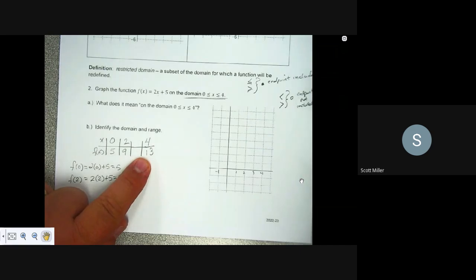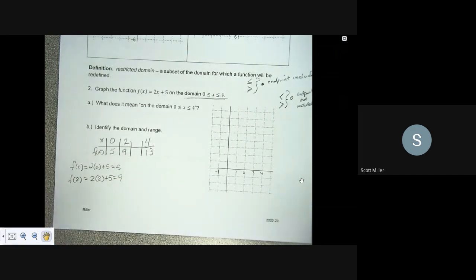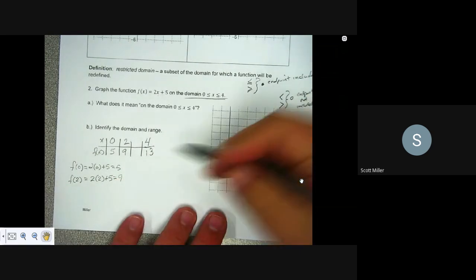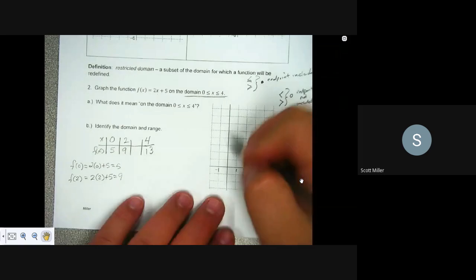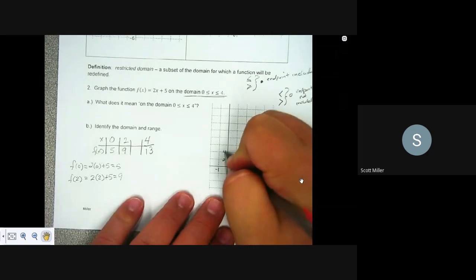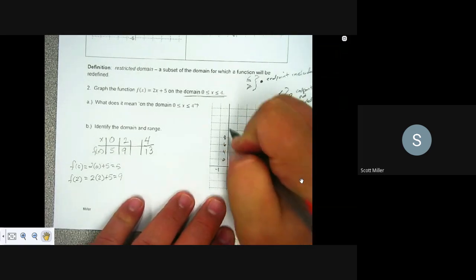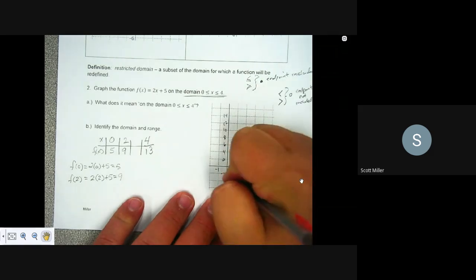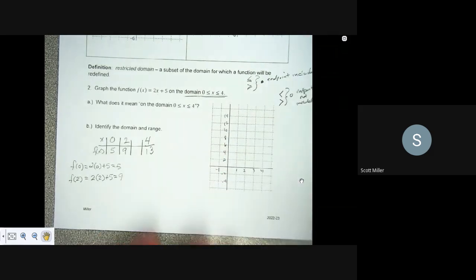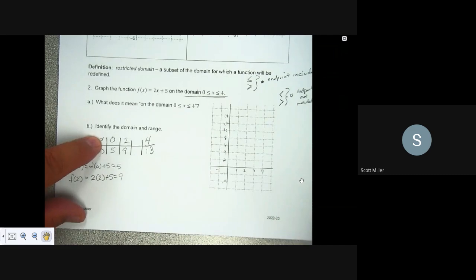In a restricted domain, you have to graph what I ask you to graph. So if I go by 2s, am I going to have enough? 2, 4, 6, 8, 10, 12, 14. Yes. So let's go by 2s. That's -2, -4. So graph what we have.